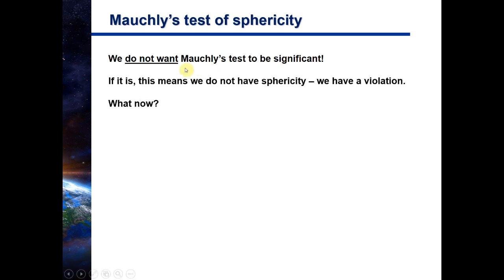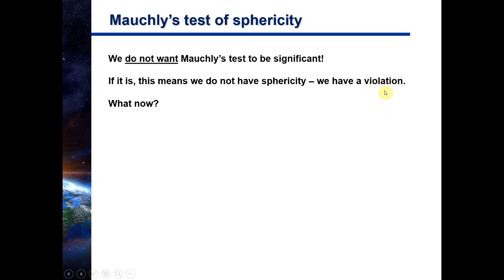Now, what if the sig value is less than 0.05? In other words, what if it is significant? If it is significant, it means we do not have sphericity. We have a violation, all right? And violations, you've got to figure, are never good. So why are they not good?